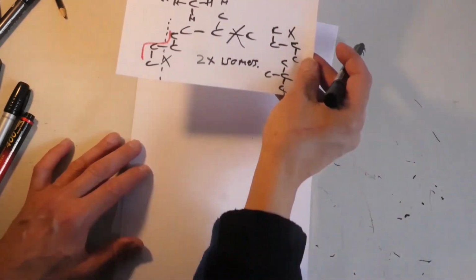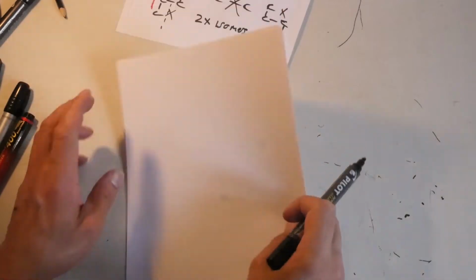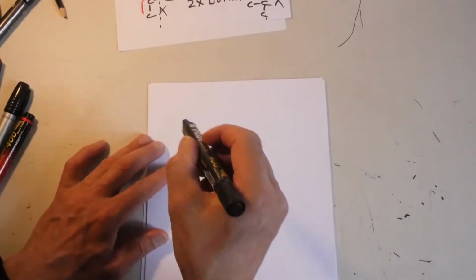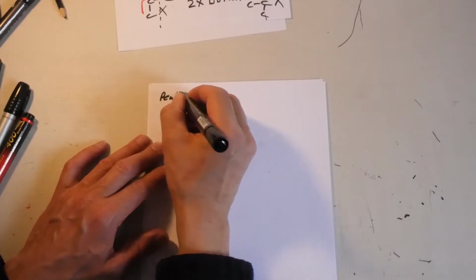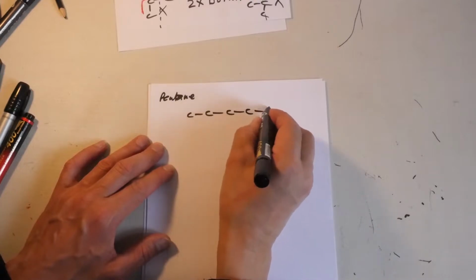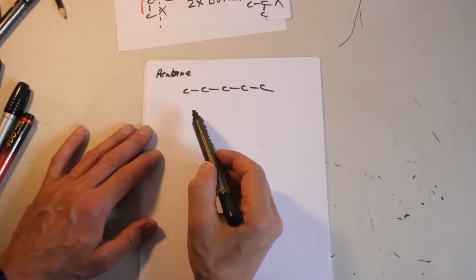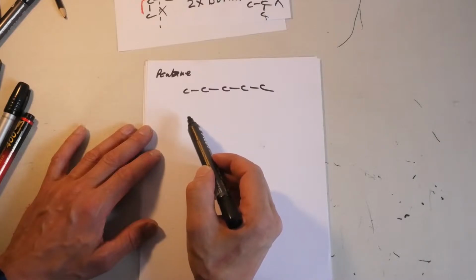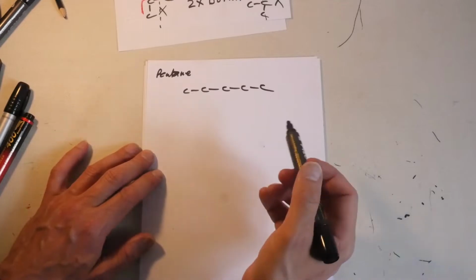Can you now try pentane? So if you can work this one out, and then I'll write it out. So you've got 1, 2, 3, 4, 5, okay? How many do you think there are of this? Now I'll turn the video on again, unpause it and I'll write them out.